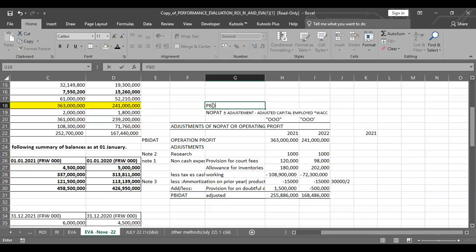PBIT. I think the problem is maybe I did not give this version. Plus or minus adjustments, which could happen also. Plus or minus could happen. And then after that, you do the adjustments. This also can work. I'm giving two versions. The adjustments and then minus adjusted capital employed.